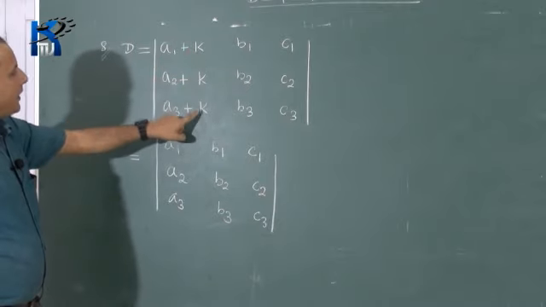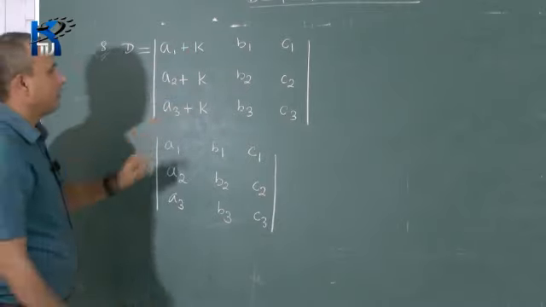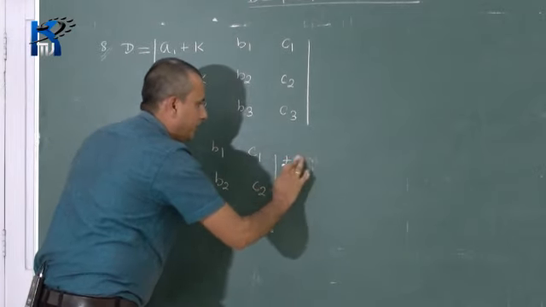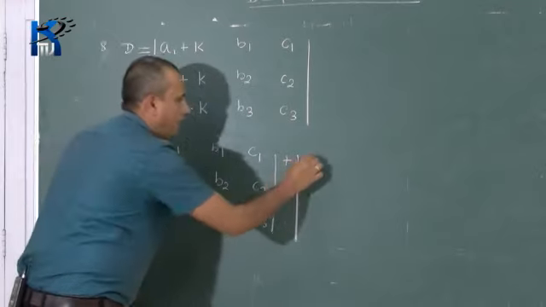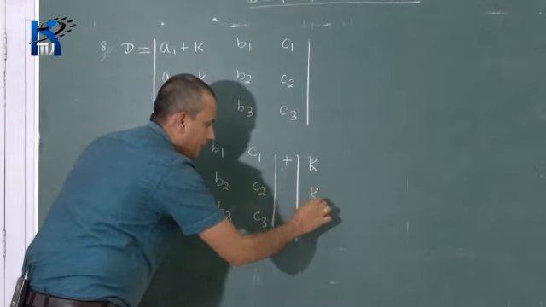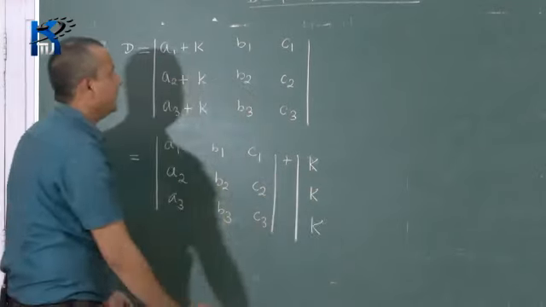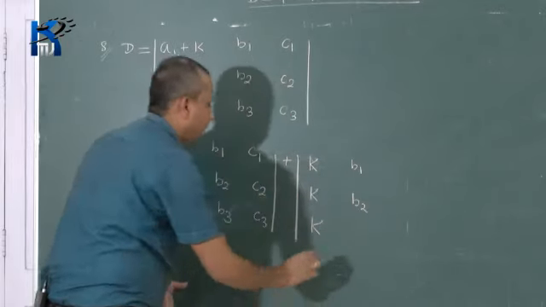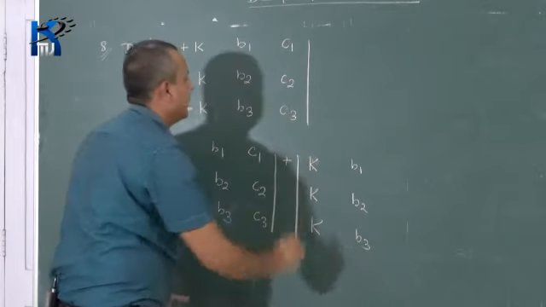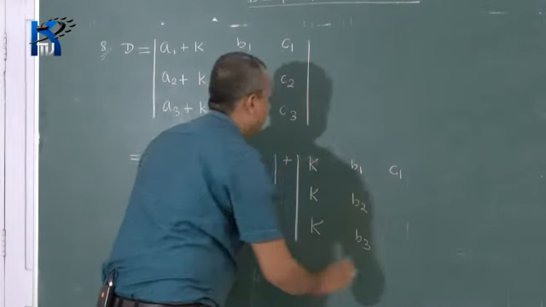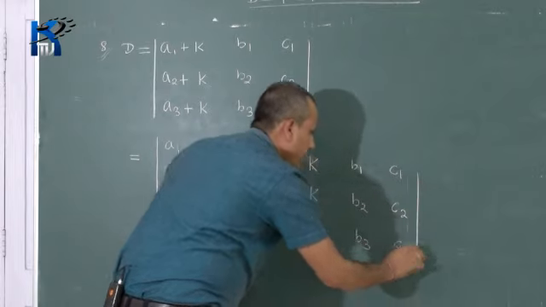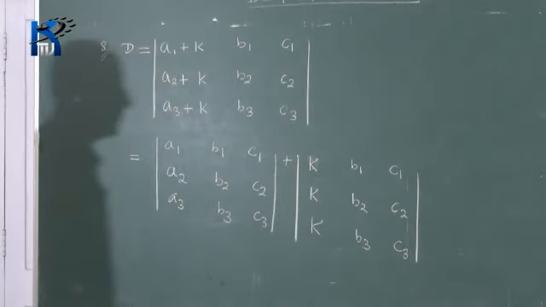Now, what is the sign of K? Everywhere plus, plus, plus. Then I'll write plus K, K, K, the second subcolumn I am using, then B1, B2, B3, then C1, C2, C3. This way you can split the determinant into two different determinants.